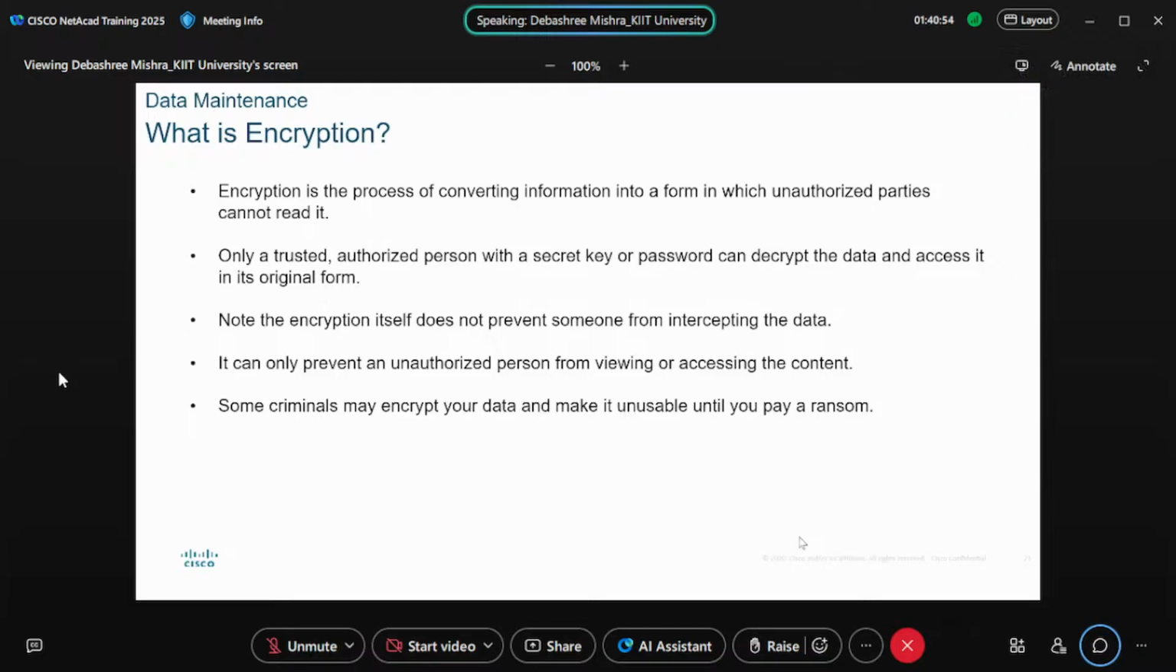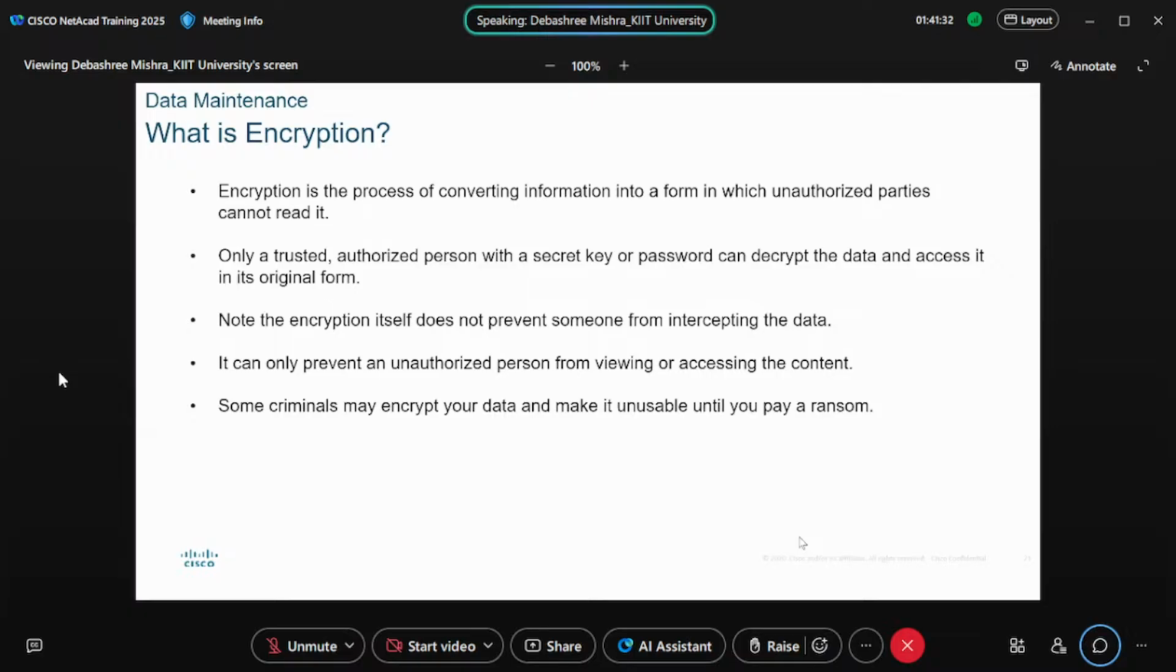Encryption is basically a technique or a process of converting information into some other format which an unauthorized party cannot read. So even if a third person illegally or without authorization gets into your laptop, unless and until they have the passkey or the secret key to decrypt the data, they cannot get it into the original format where they can read it.